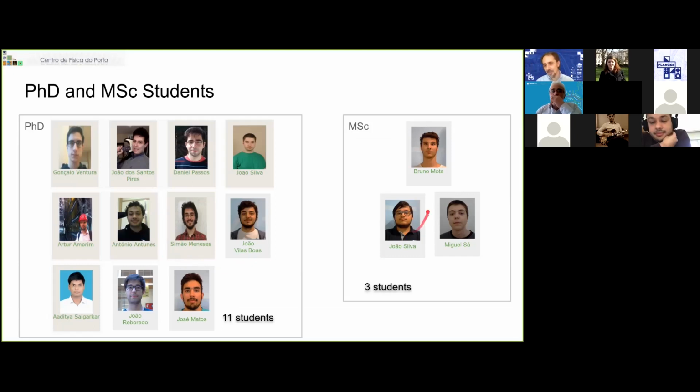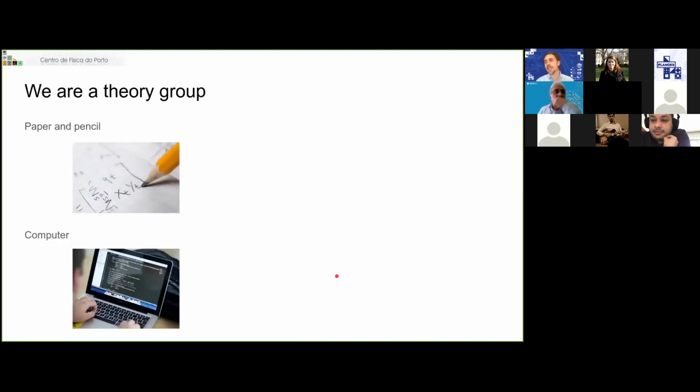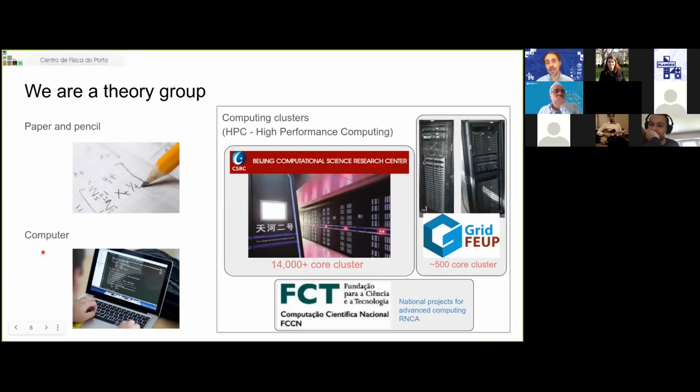So these are the master students. This number fluctuates a lot. So this year we have 3, sometimes more, sometimes less. But that's the idea. So we are a theory group, and of course, as you know, we need paper and pencil. But nowadays we actually use a lot also the computer. When we say computer, we say computing clusters, and this grid FEUP is actually our own cluster.